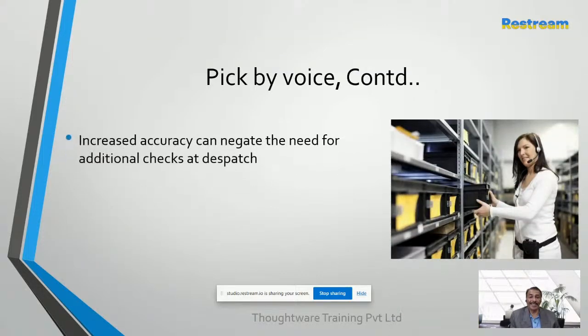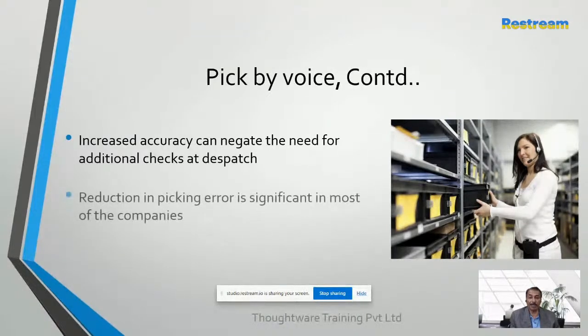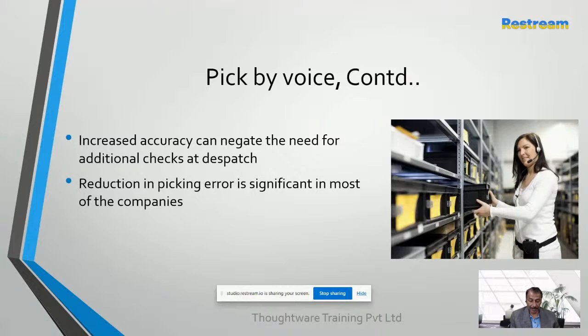Increased accuracy can negate the need for additional checks at dispatch. So it has given a better accuracy level. We will see a summary at the end of what kind of accuracy we can get in each of these picking methods. Reduction in picking error is significant in most of the companies. This has been practically tried out and it is possible.